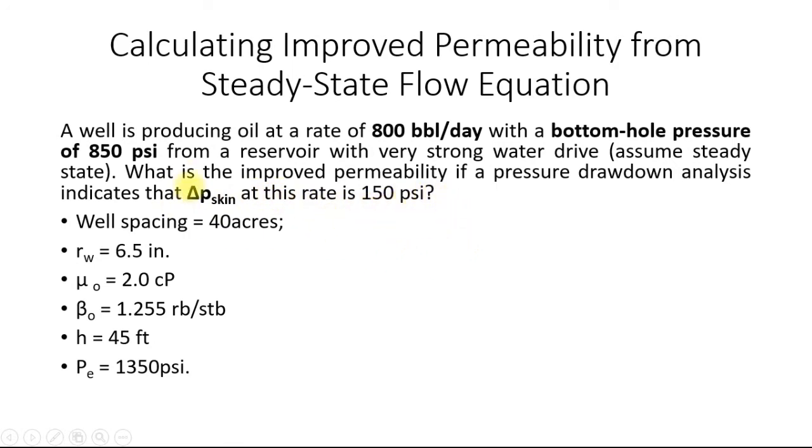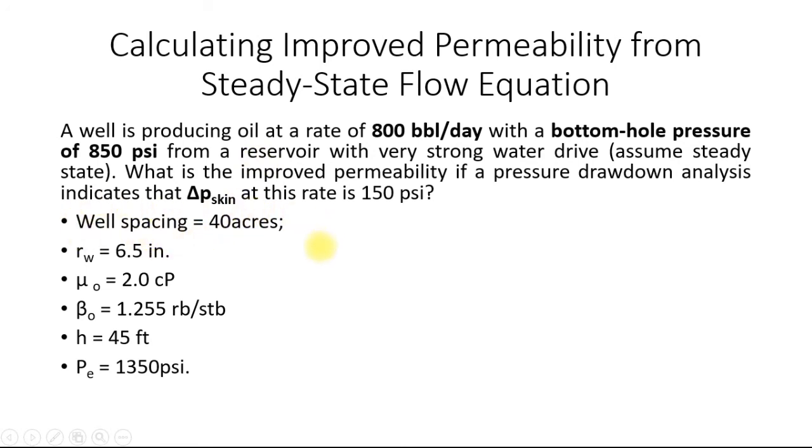So basically the data is given, and the objective of this question is to find the improved permeability. We are also given this factor: after analysis we have found that the delta P skin would be 150 psi. I hope you can understand what this factor is showing here. It shows that due to the skin factor, the pressure is reducing by 150 psi. We will discuss this factor in a later video.